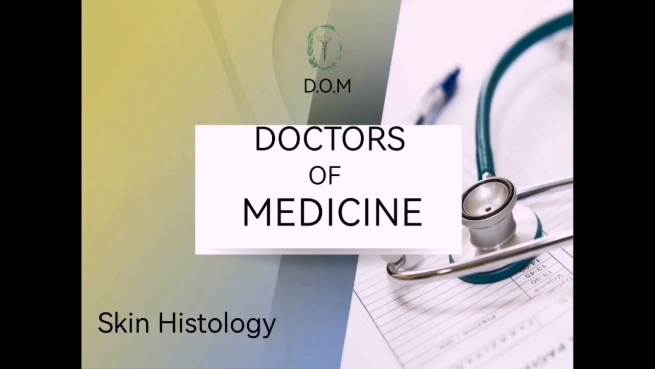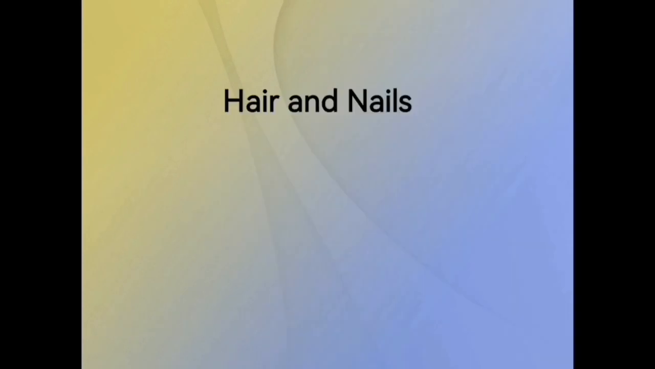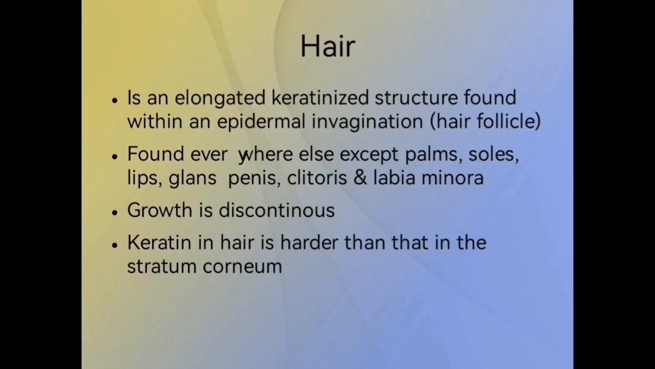In this video, let us focus on the hair and nails. Recall that these are some of the appendages of the skin that derive from the epidermis. By epidermal invaginations, hair is an elongated keratinized structure found within an epidermal invagination. Remember, hair is a derivative of the epidermis. The epidermal invagination creates what we call a hair follicle, and within that hair follicle is where the hair shaft will form.